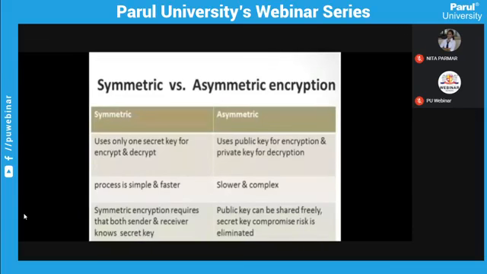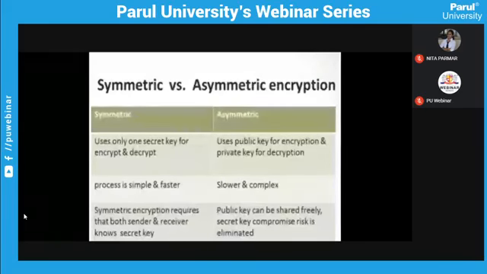And symmetric encryption also requires that the sender and receiver both should know the secret key, meaning the transfer of the secret key should be done before the actual transmission of the message, and the security of this secret key is a very big question for symmetric encryption.